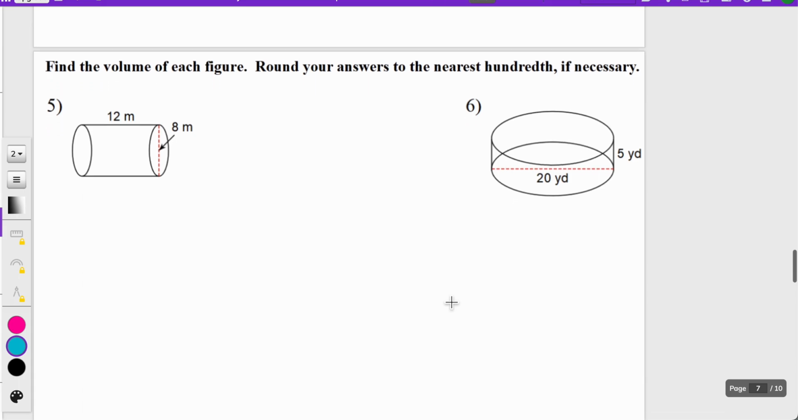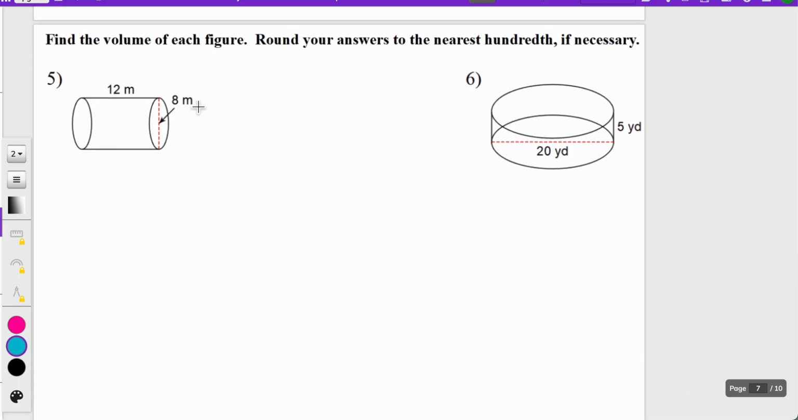How'd you do? The next two, we are given the diameter, so just be careful with these. Make sure you're not using 8 or 20 for your radius in number 5 and 6.